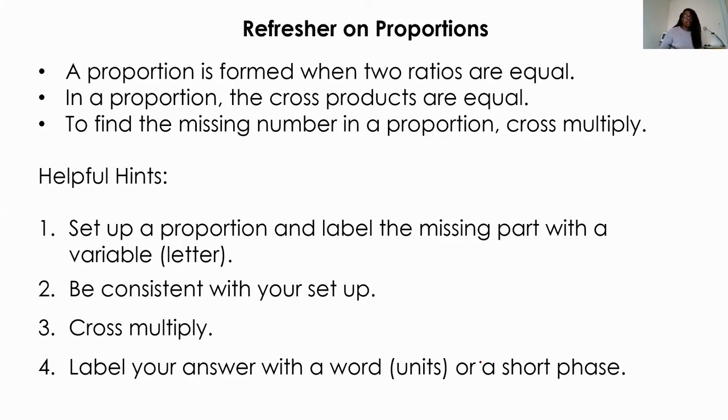So now the helpful hints. Set up a proportion and label the missing part with a variable. I'm going to show you through example what I mean. Be consistent with your setup. This is vital, okay? Whatever you do as your setup for the numerator has to be the same setup for your numerator in the other ratio, okay? We are going to cross multiply, and then you're going to label your answers with a word.